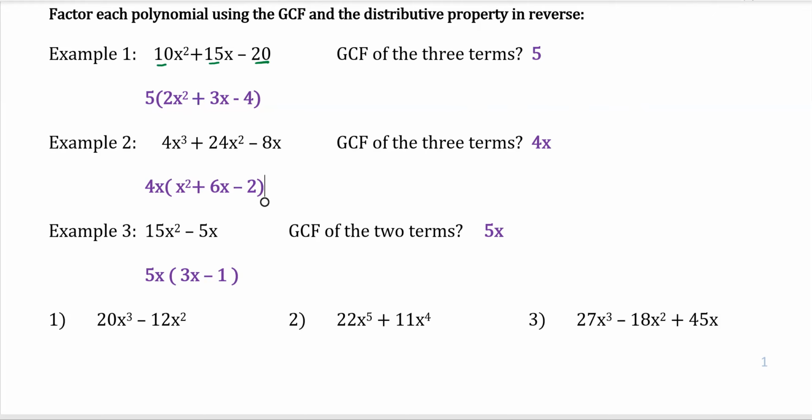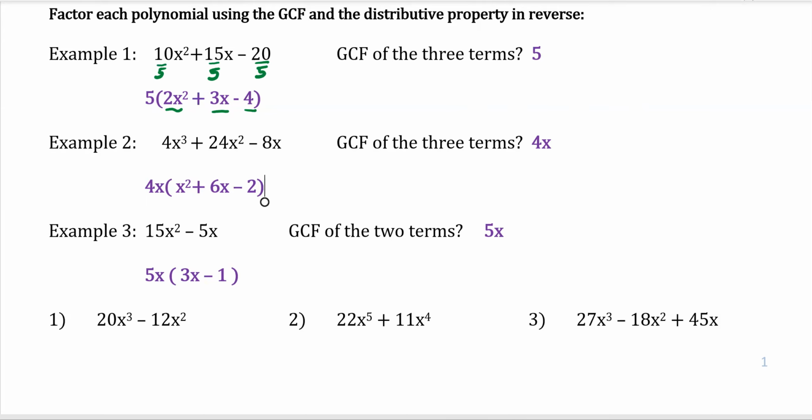And then one way to find the other factor is to do what we've done just above and divide each of those terms by 5, which is how we get 2x squared, 3x minus 4.